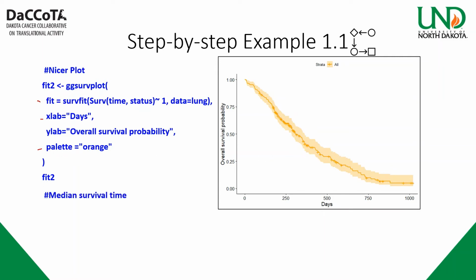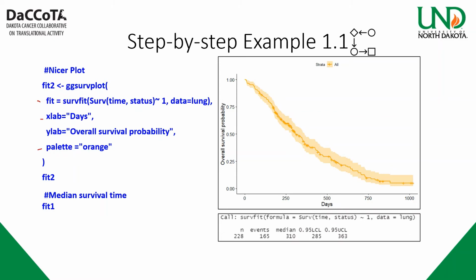All right, so for this single group, we can look at more summary statistics type things. So let's look at median survival time. So we just call fit1. It's going to give events, and then this is our median. So median survival time is 310 days. This is the confidence limits of the median.